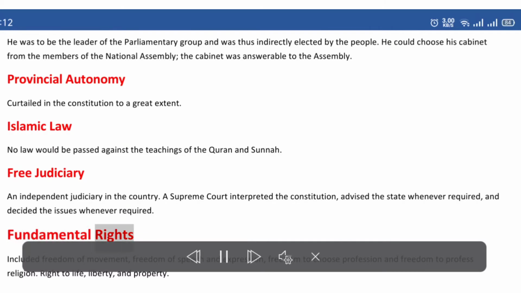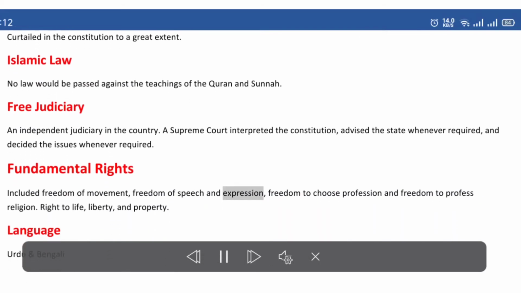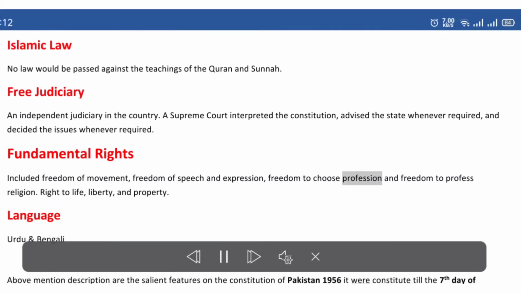Fundamental rights. Included freedom of movement, freedom of speech and expression, freedom to choose profession and freedom to profess religion. Right to life, liberty, and property. Language. Urdu and Bengali.